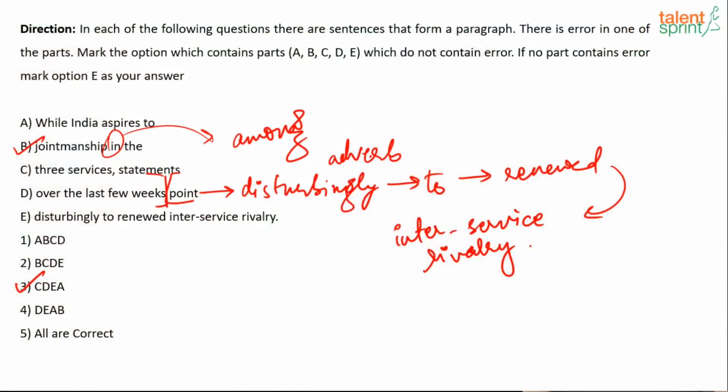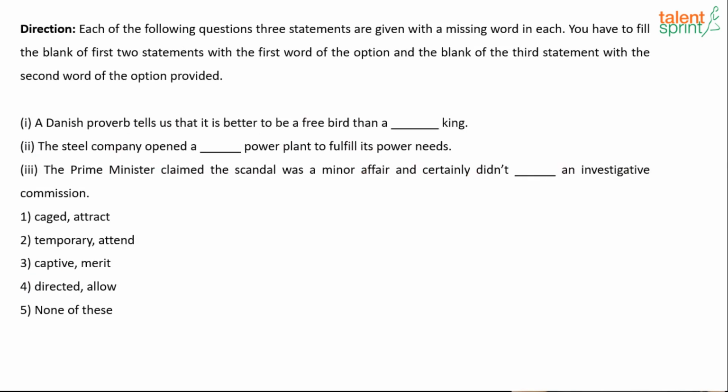Okay, this is what the state is inspiring. The state is inspiring in a joint manship among the three services. So that's why it should be among and not in, because we are talking about inclusion, not inside something. So option B has the error, not the last one. Moving on to the next question.